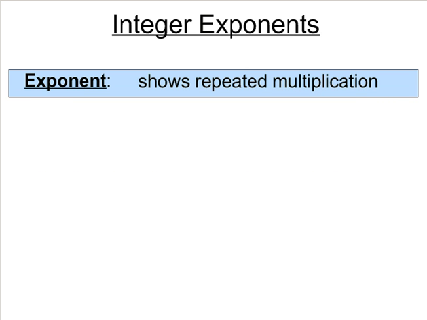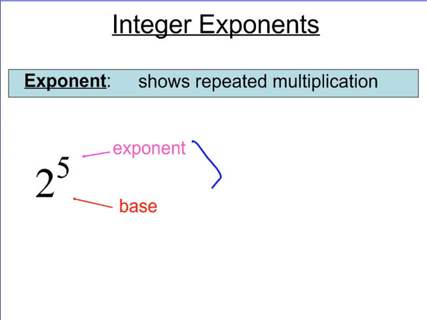And we know an exponent is something that shows repeated multiplication. It tells us how many times we're going to multiply something. Here we have what a power looks like. A power contains two parts. It contains a base and an exponent. The base is the larger number found here, and the exponent is the smaller number that's a little bit raised and usually to the right side.